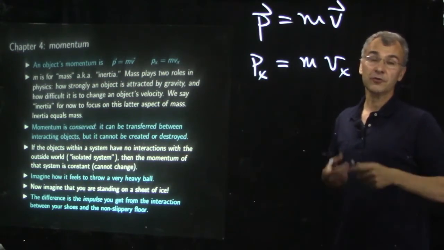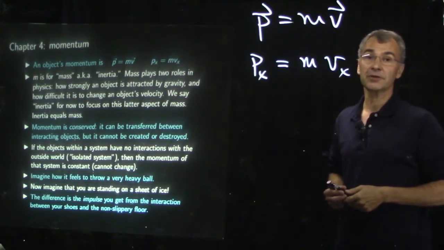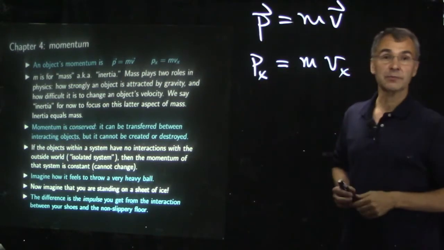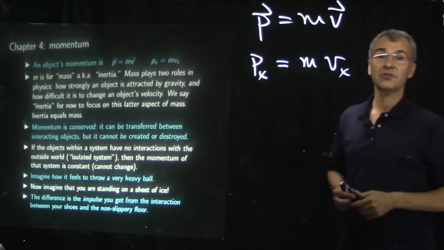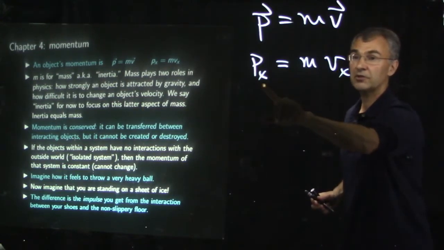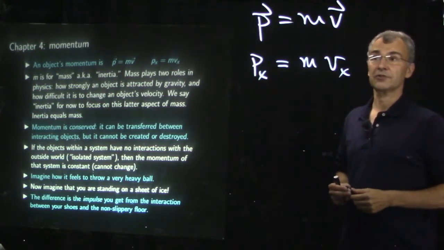For the first 9 chapters of the book, we are dealing only with the x-axis. So we will worry only about the x component of momentum. So we'll say that p sub x, that's the momentum in the x direction, equals the mass times v sub x. This is the velocity in the x direction. So the x component of momentum equals the mass times the x component of velocity.